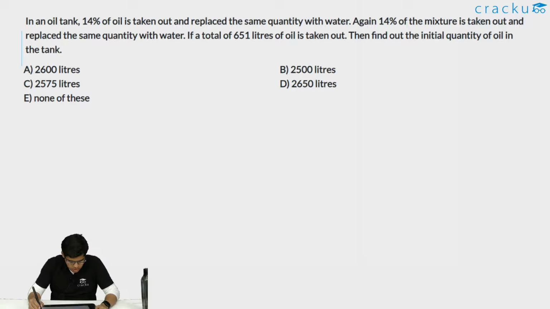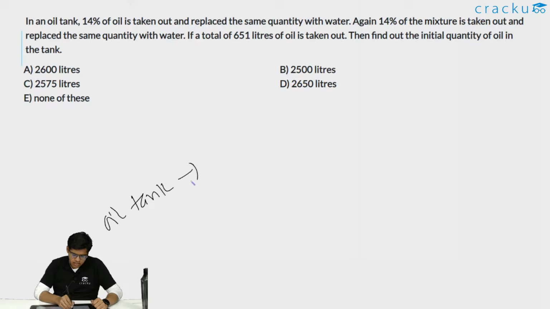Okay, so it is given in an oil tank 14% of oil is taken out and replaced with the same quantity of water. Again 14% of the mixture is taken out and replaced with the same quantity of water. If a total of 651 liters of oil is taken out, find out the initial quantity of oil in the tank. Now, let's say the initial quantity be x liters.